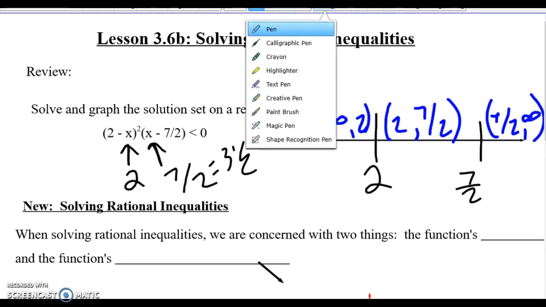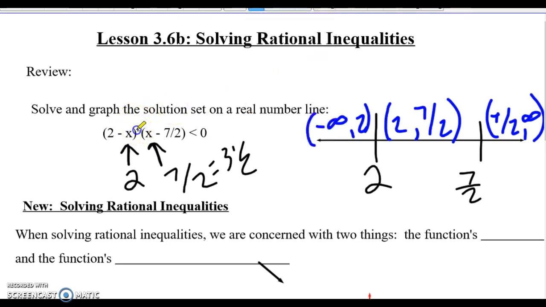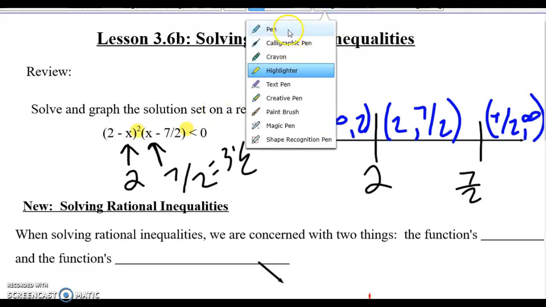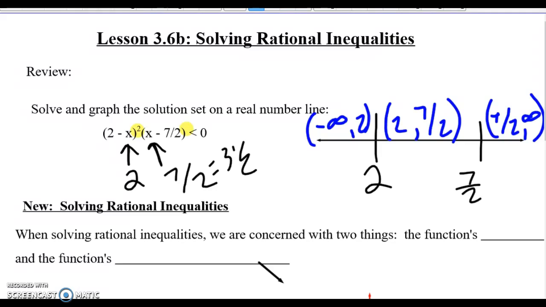Did you notice over here there's 2 of those, just one of these. Maybe you know that if a zero comes up twice, something interesting is going to happen there. What we did the other day was we said, I've got my 3 intervals, and I'm just going to pick a number inside each one. So I'm going to say 0 over here.